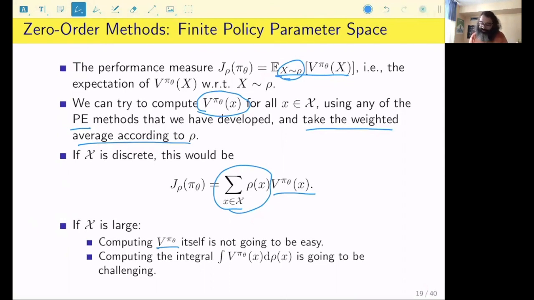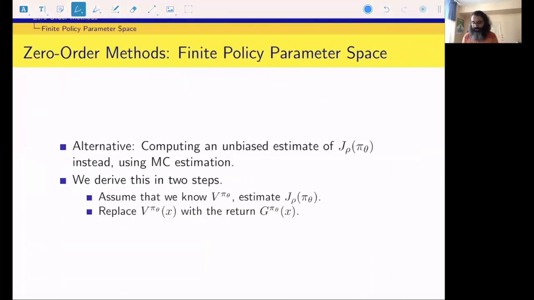Also, if the state space is large, for example a continuous domain, this summation becomes an integral, and the exact computation of the integral is going to be difficult. So even though we can use a policy evaluation method to compute this v, at least approximately, I'm going to talk about a different method, which is basically some kind of Monte Carlo estimation.